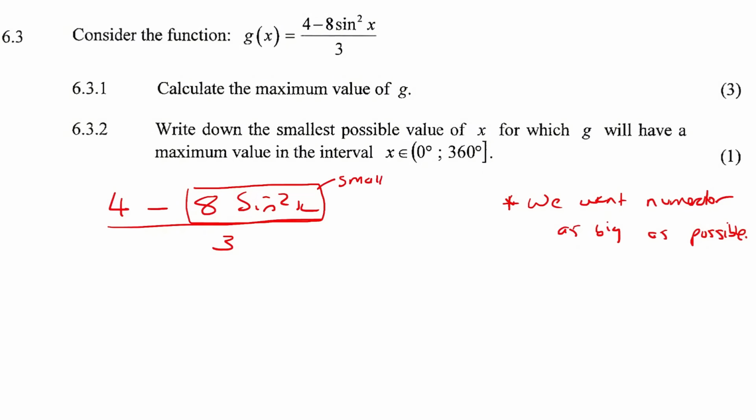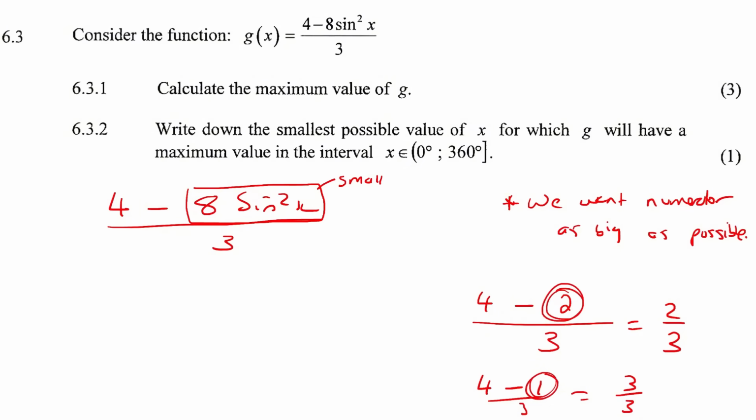So it's going to keep this part as big as possible, right? Example, if you have 4 minus 2, then you're going to end up getting a 2 at the top. If you have 4 minus 1, well, then you're going to end up getting a 3 at the top. So the smaller you can make this part, the bigger you're going to keep your numerator, right? Because you're just taking away a smaller part. So what we need to understand, though, is that this part here is squared, so this part here can never be negative. So the smallest that you could ever make a square is a 0, right? Because a square always becomes positive. So the best we could ever do here is get this to become a 0.